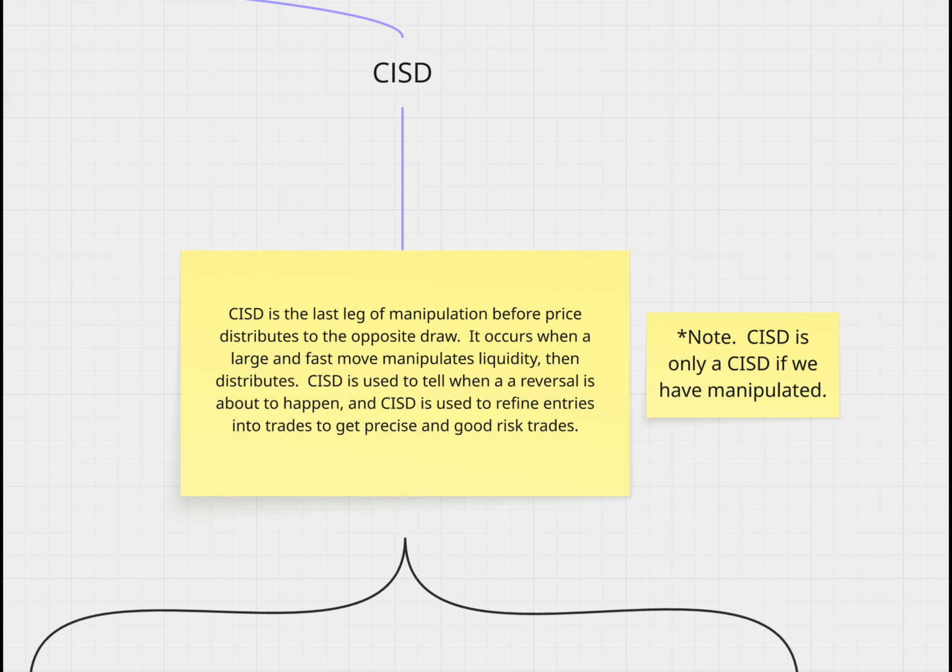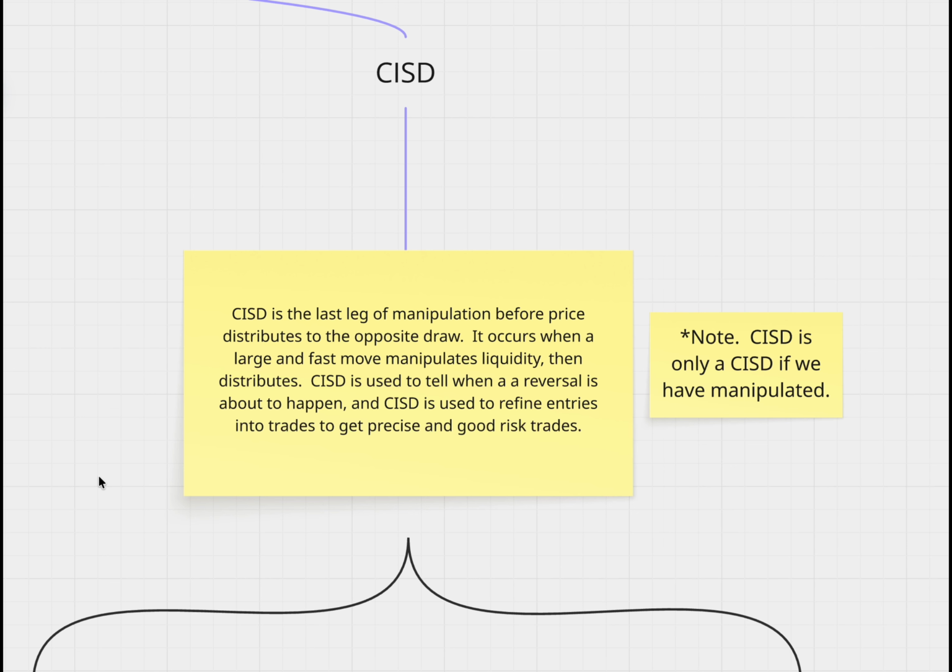And change in the state is used to refine entries into trades to get precise and good risk trades. Note that a change in the state is only a change in the state if we have manipulated. And that is very important because you don't want to get caught up in a fake reversal.